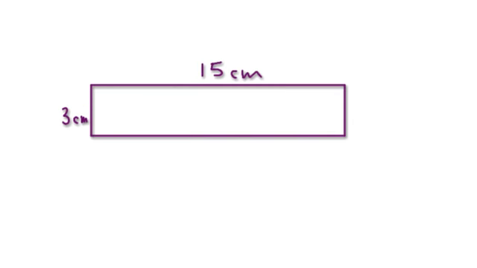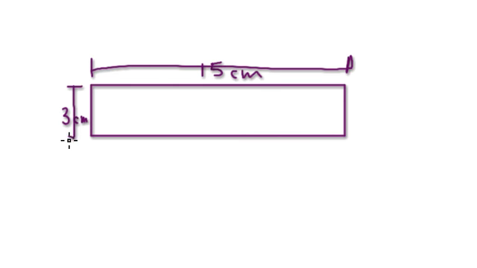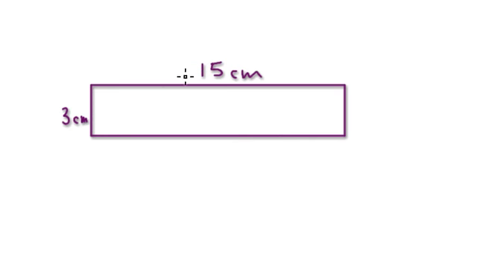Okay, let's give you guys some more practice. So here you've got a rectangle. This, by the way, is called the length, and this here is the width. If you've got a rectangle 15 centimeters in length, and the width is 3 centimeters, what is the ratio of width to length?